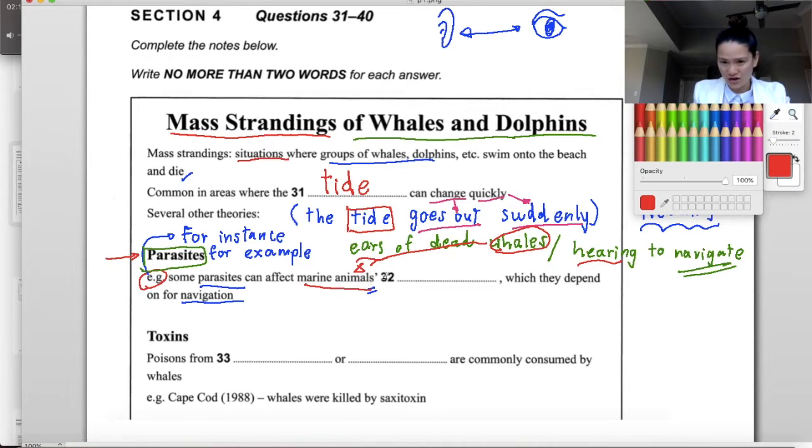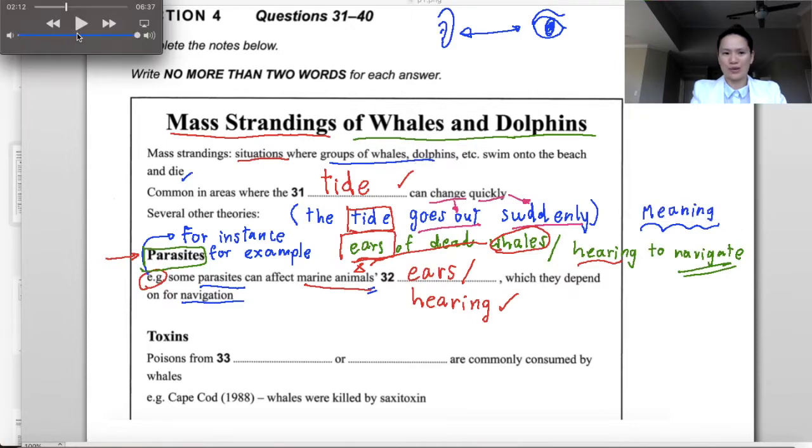What is your answer? That's it. You have to write down ears. But they give you both, or if you write down the word hearing, one of them, คำไหนก็ได้, you get full mark. ถูกเหมือนกัน Okay, now you understand the concept, yeah? We go really quick. Let's go next.